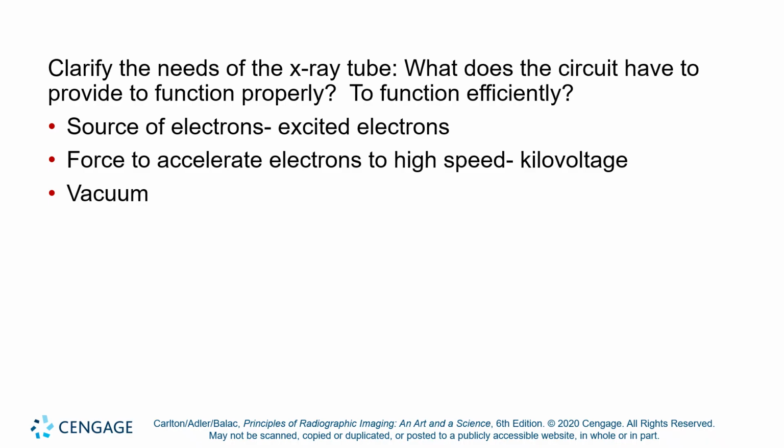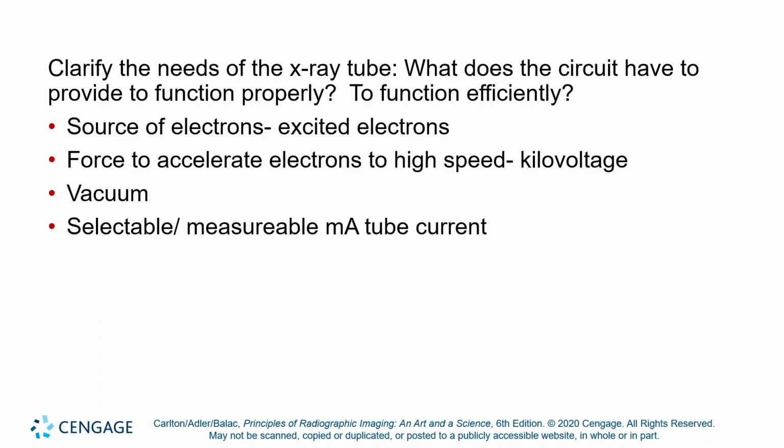So the tube does have to have a vacuum inside where there's no air molecules impeding the electrons. Okay. Selectable and measurable mA tube current. So not only do we have to dial up a specific tube current, so we have a specific quantity of X-ray beam, we also need to know what we've dialed up. So we need some kind of an ammeter device. Post-exposure.